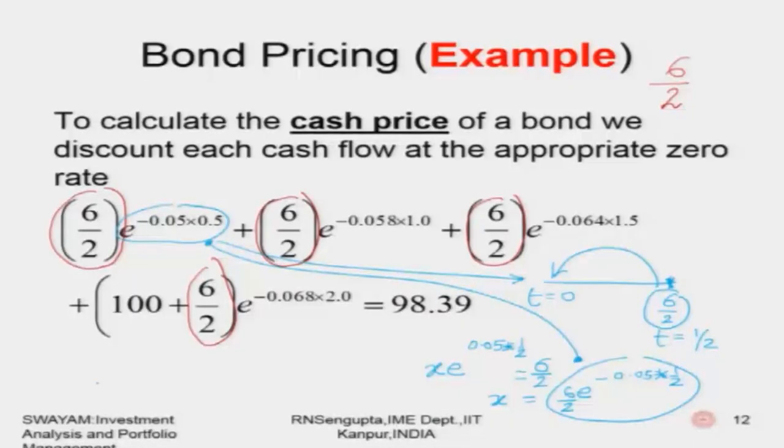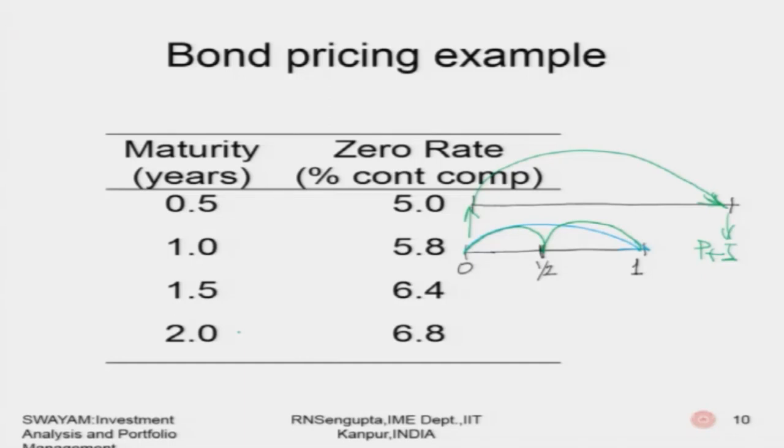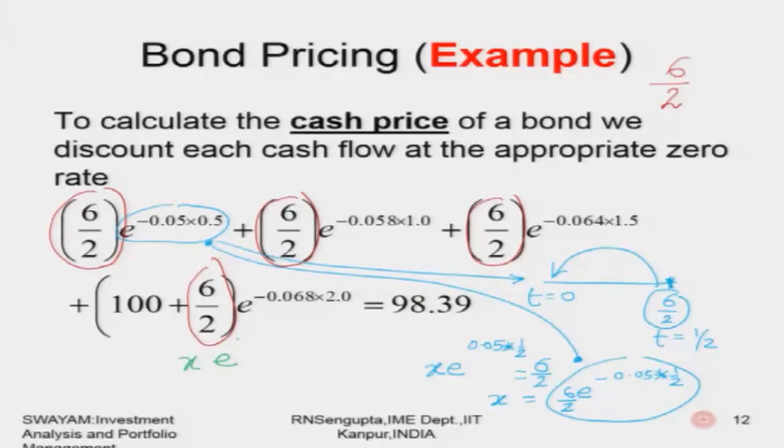So, in that case again I would have x. This x in blue and green are different, but I am using the color in order to make things clear. E to the power r. What was r? If I go back to the slide, the interest rate for 1 year was 5.8%. So, that value would be 0.058 into the time frame, which was 1 year. So x would be equal to 6 by 2 e to the power minus 0.058 into 1.